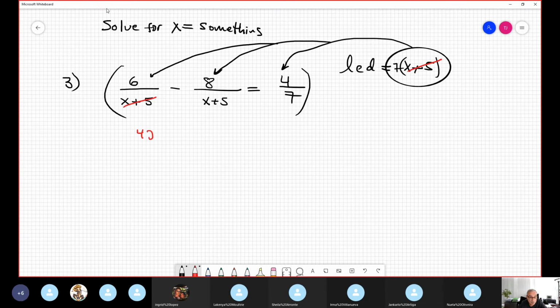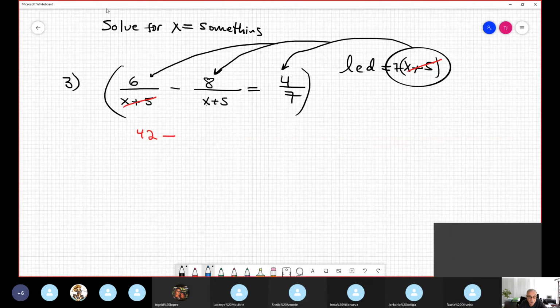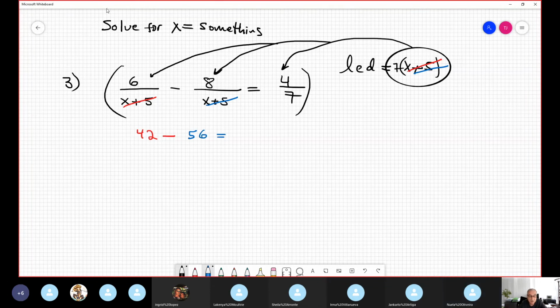Everyone follow me so far? Likewise, when you multiply by the second, x plus 5 and x plus 5 cancel again, so we have 56. 56 equals something. And when you multiply the LCD by the right-hand side, the only thing that can cancel out is 7. 7 cancels out, and what stays alive is 4 times x plus 5. And this is my new equation.